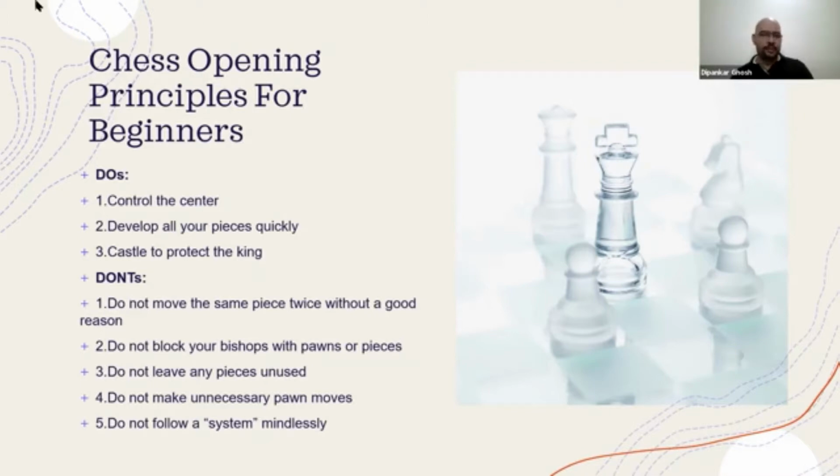So what are the do's? What are the things that you should be doing? These are the three tasks under do's. Control the center, and develop all your pieces. If you're not aware, the word develop in chess simply means bring your pieces out. I will talk more once we show you the chessboard. The third thing is castle. Castling is a special move in chess that is used to protect the king.